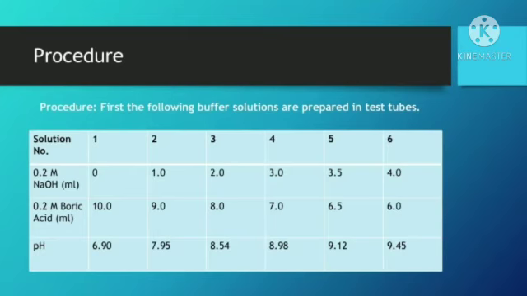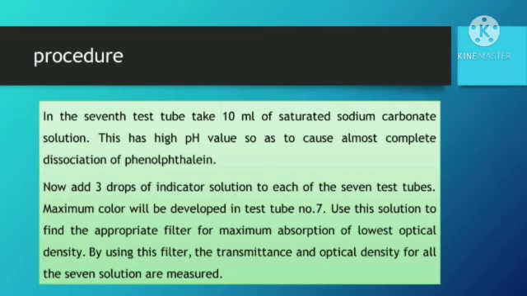Solution number 4: 0.2 molar NaOH 3 ml and 0.2 molar boric acid 7 ml, pH 8.98. Solution number 5: 0.2 molar NaOH 3.5 ml and 0.2 molar boric acid 6.5 ml, pH 9.12. Solution number 6: 0.2 molar NaOH 4 ml and 0.2 molar boric acid 6 ml, pH 9.45. Procedure. In the 7th test tube, take 10 ml of saturated sodium carbonate solution.